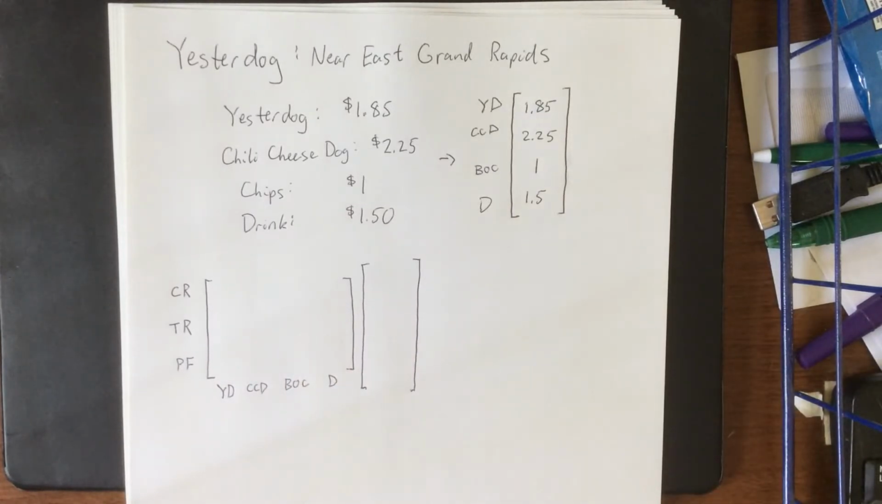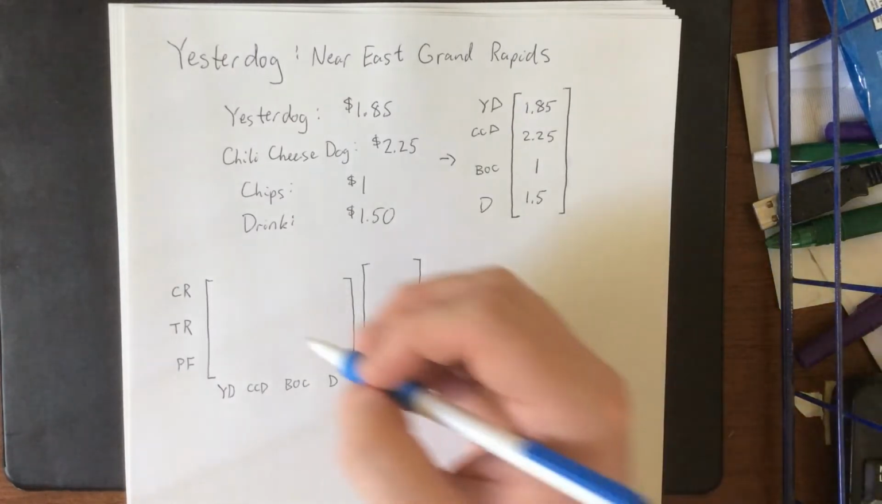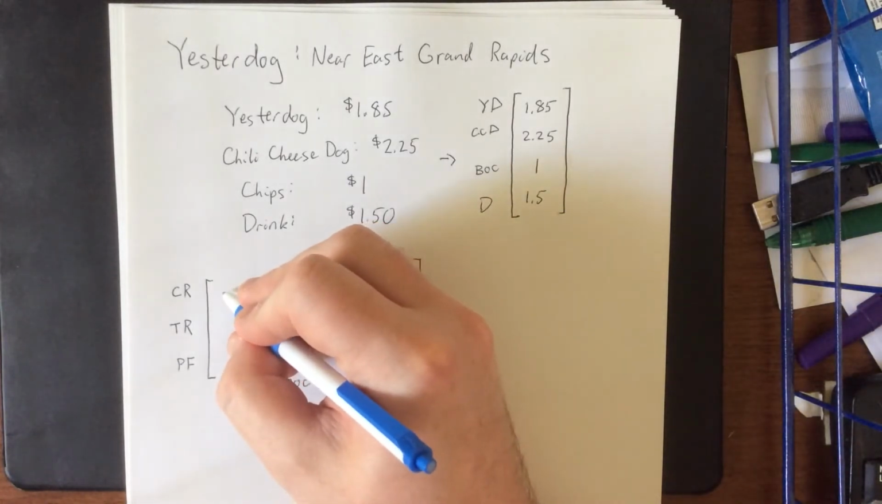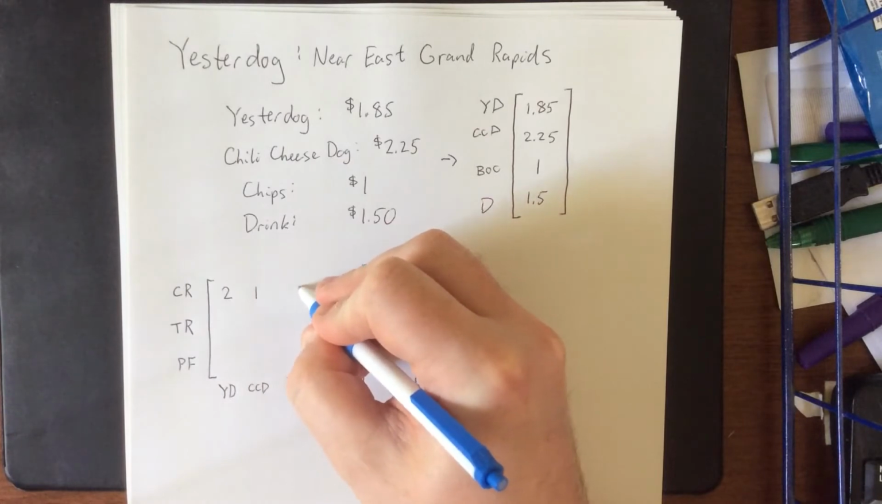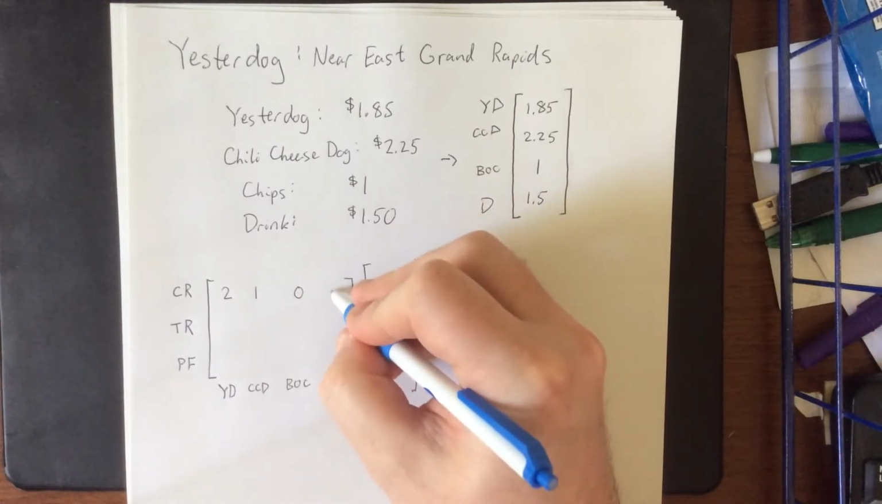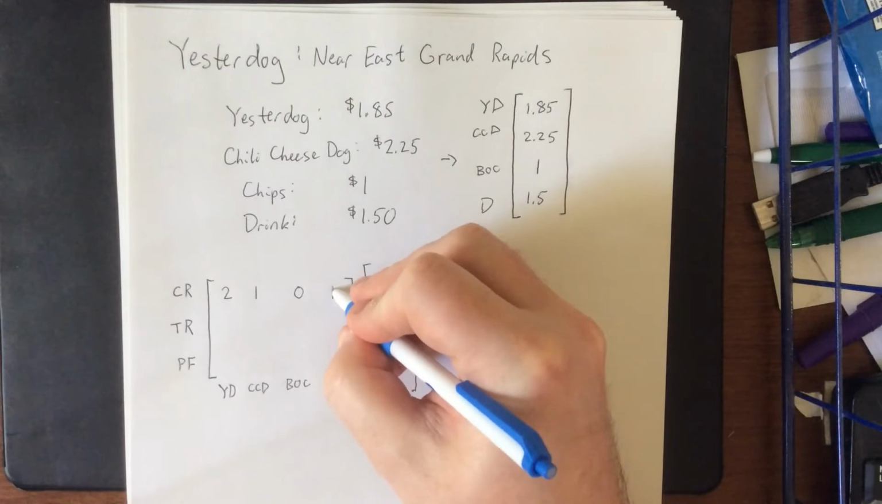Now, Chris Reed, he's a pretty skinny guy, but he is also in the U.S. Army National Guard. So we'll say that he gets 2 Yesterdogs, 1 chili cheese dog. No chips though. He's just interested in the dogs, and he gets a drink as well.